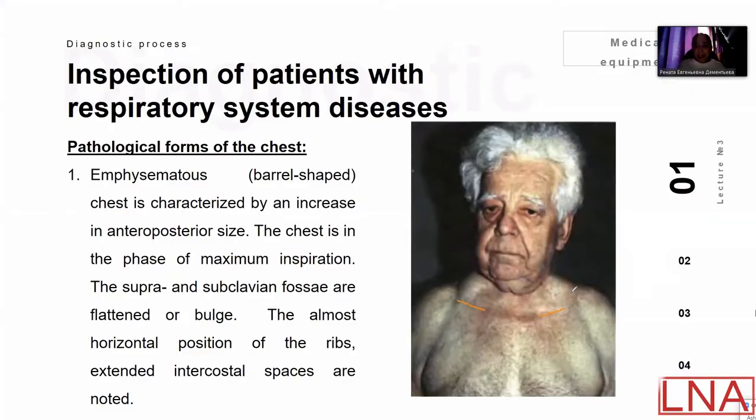Yes? It means increased volume or airiness of the lung tissue in this projection. An almost horizontal position of the ribs and extended intercostal spaces are noted. Practically horizontal position, like in a patient with a hypostenic type of constitution, and extended intercostal spaces are noted. Look. Next type, the emphysematous type of chest, is significant for patients with bronchial asthma, surely, in case of emphysema of the lungs. Continue.